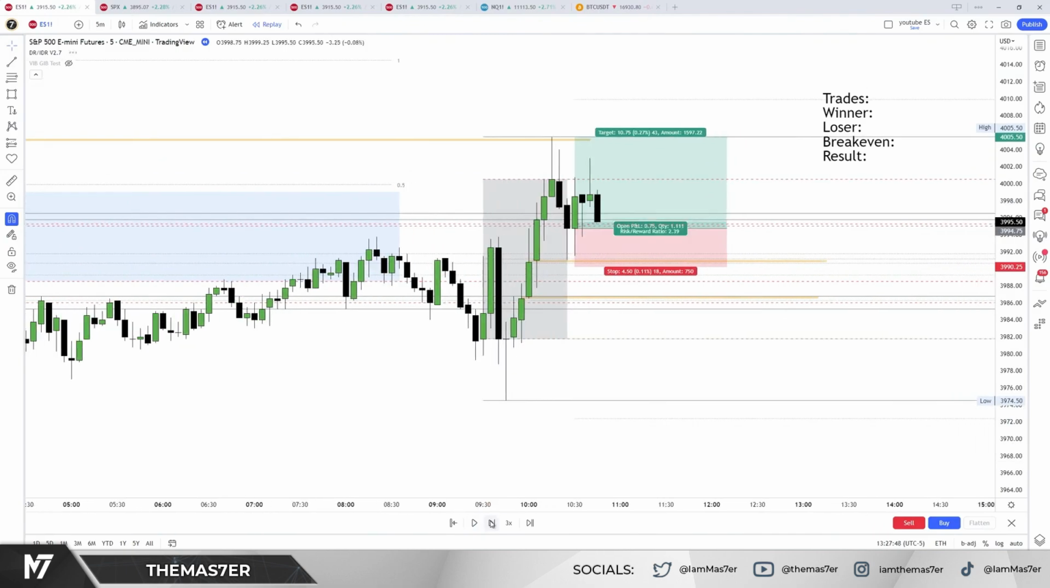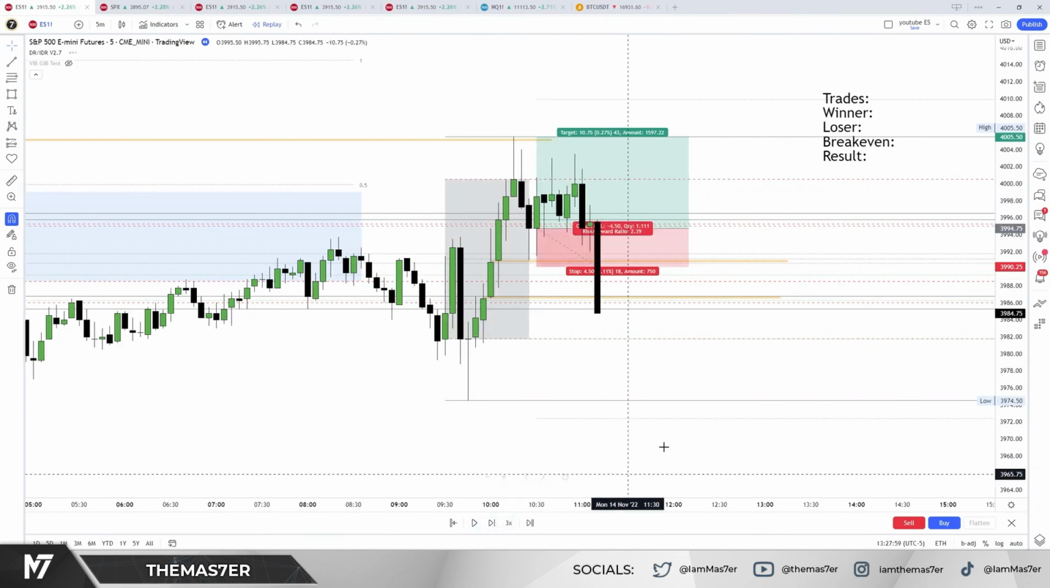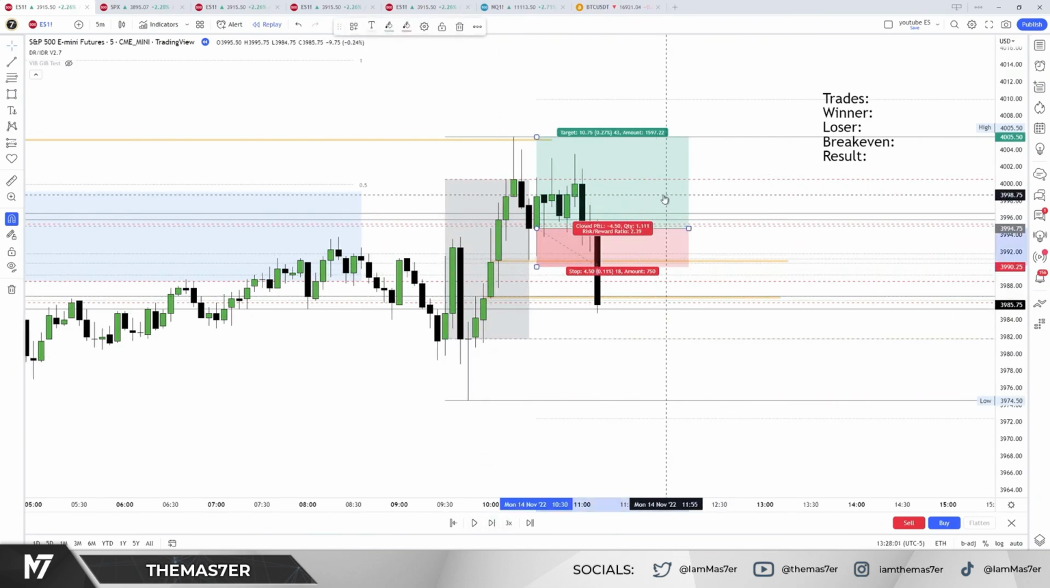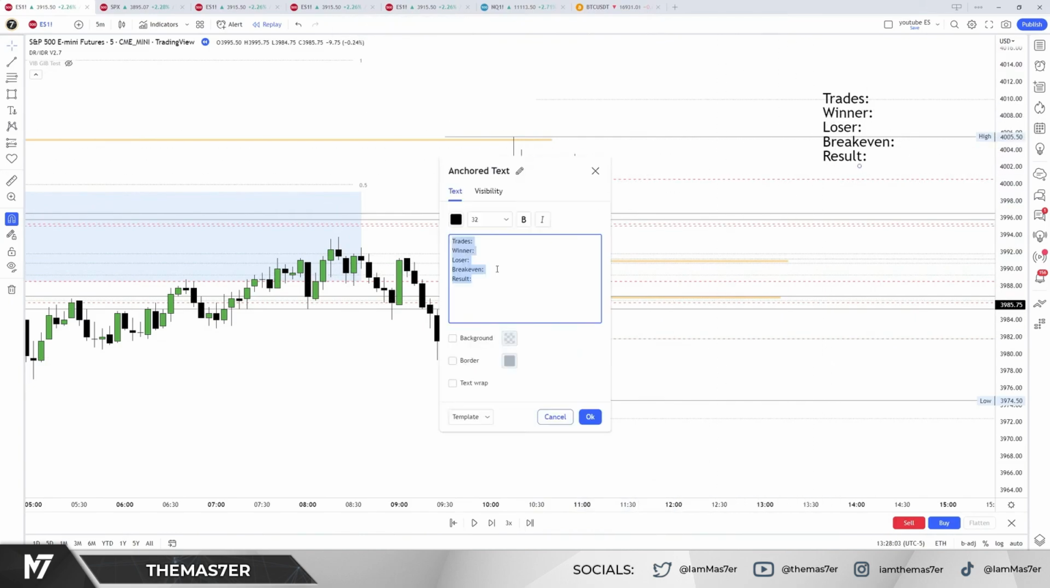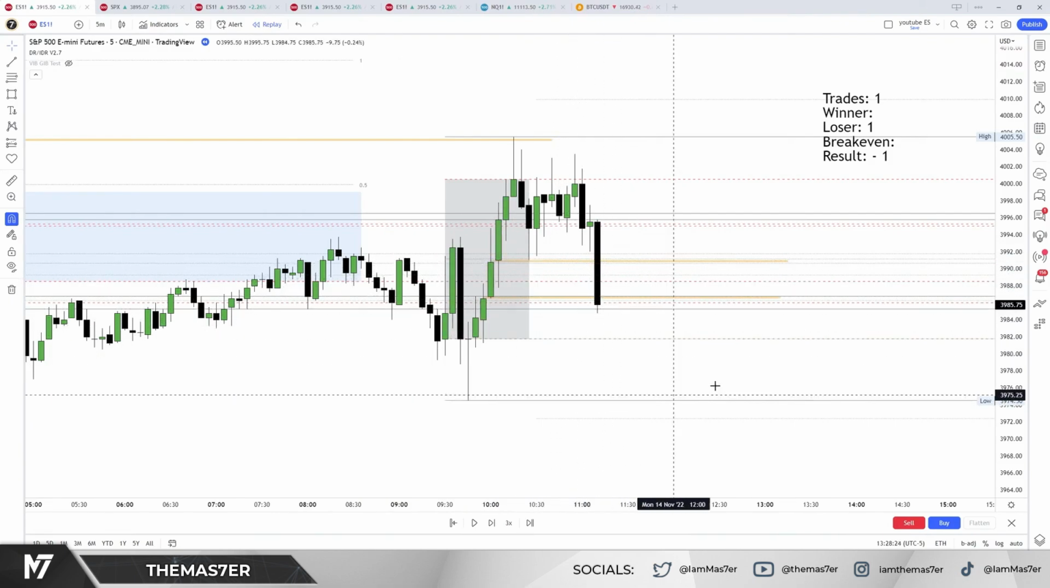So let's see. You see we are rejecting from the IDR line. So I don't like it. Should take it out. And we are getting stopped out. That's our first trade of this backtest. So now we are sitting here and we closed both volume imbalances.